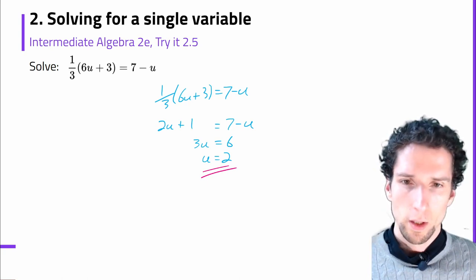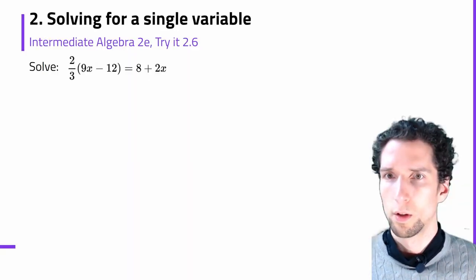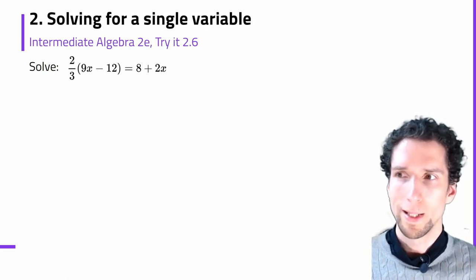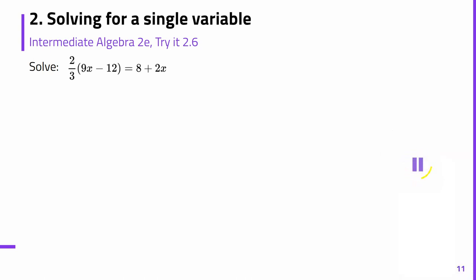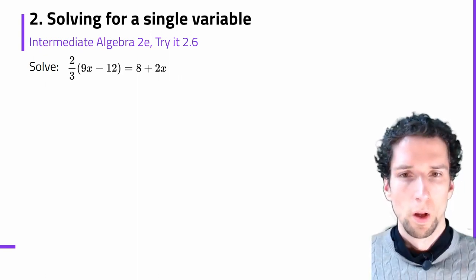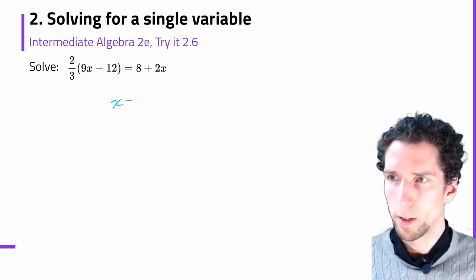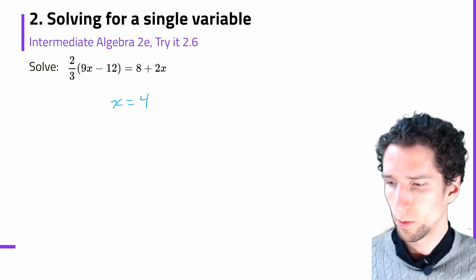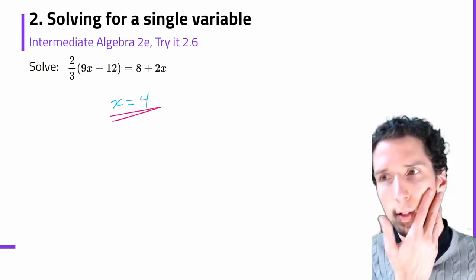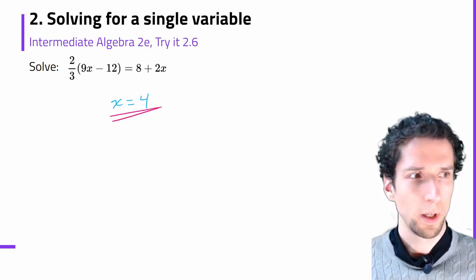All right, and your turn with this one. Please solve for x. All right, our solution here at the end is x is equal to 4, is what I got as my result. Hopefully you got the same thing here.